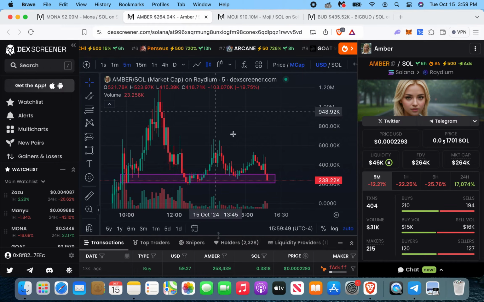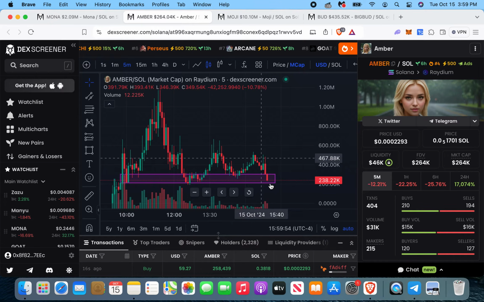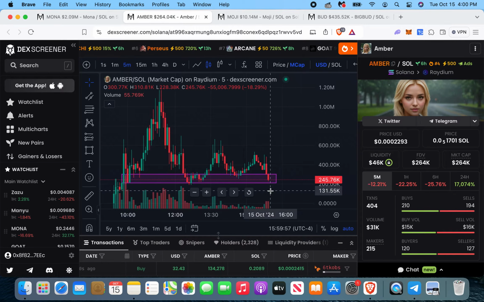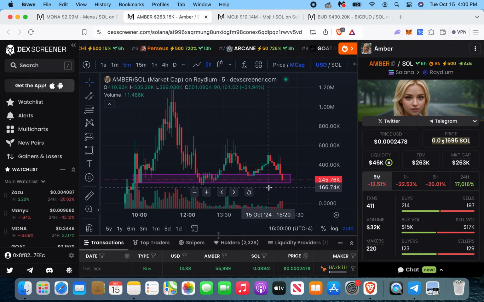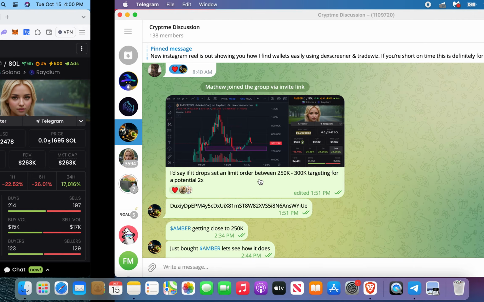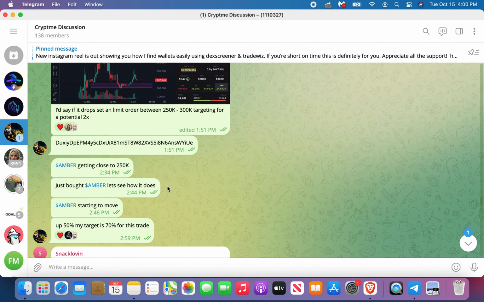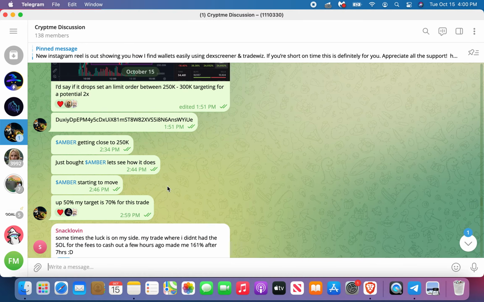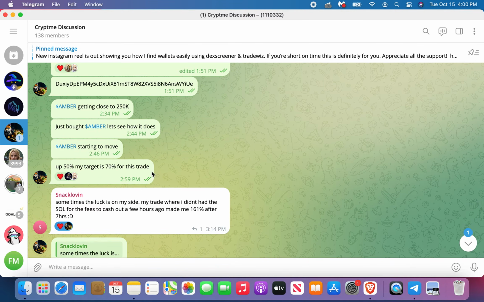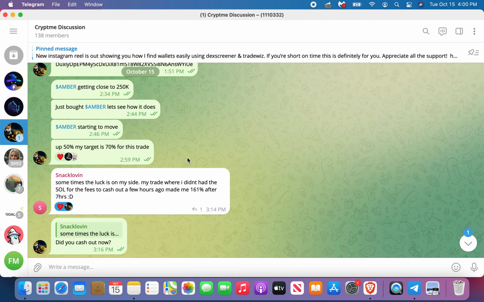Here's a coin called Amber, and right as we're talking about it, it's in the order block zone. I already have the order block drawn out. I did call this out in my chat here, and it did pretty well. As you can see here, it started to move. I was up 50%. My target was 70%. I'll explain why I chose 70% and not like a 2x.